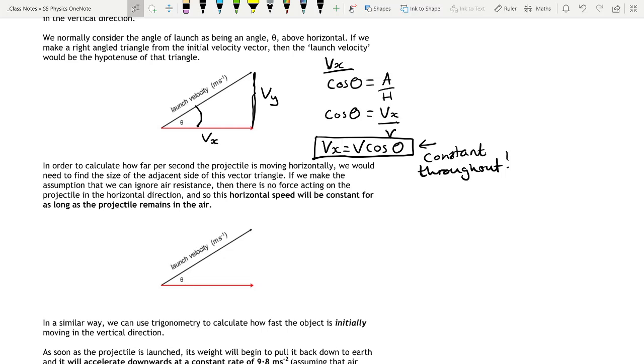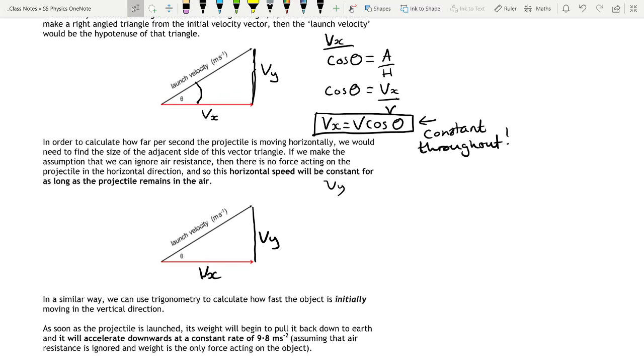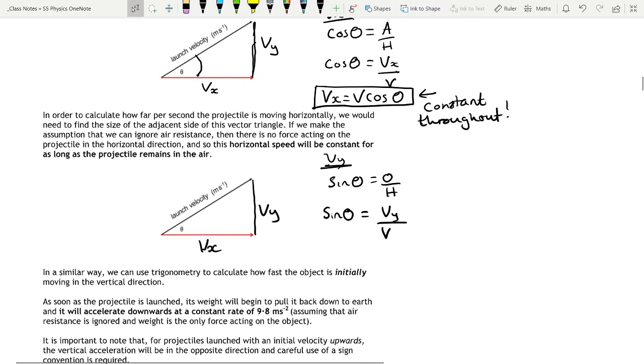So similarly, to find Vy, we've got the same triangle again. To find Vy, we'd use the sine. So sine theta is opposite over hypotenuse. So sine theta is Vy over the launch velocity. So Vy is the launch velocity times sine theta. That would not be constant, that's just your initial velocity. Okay.